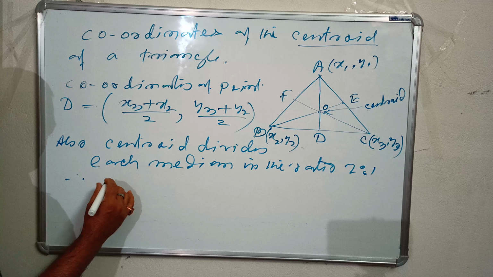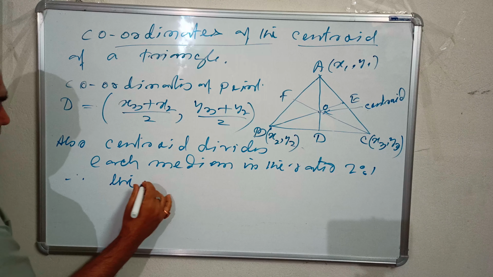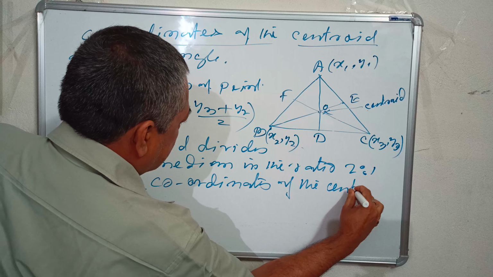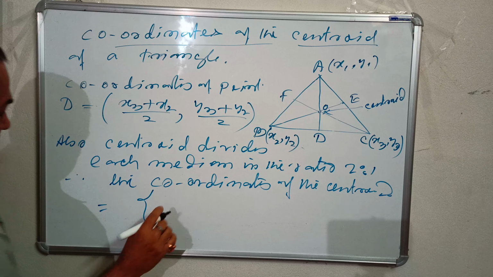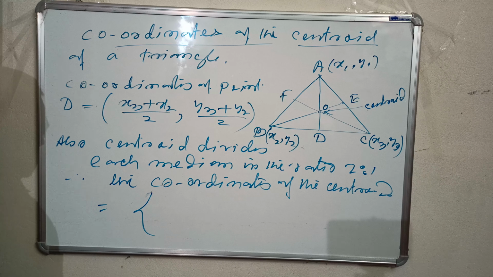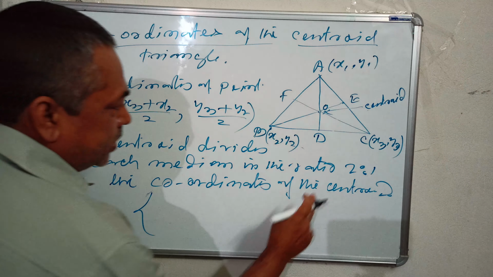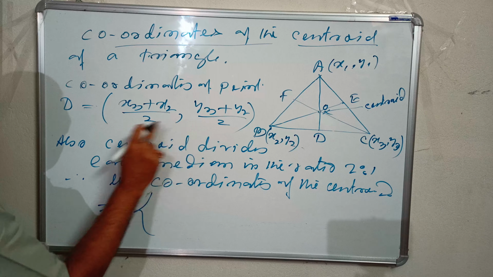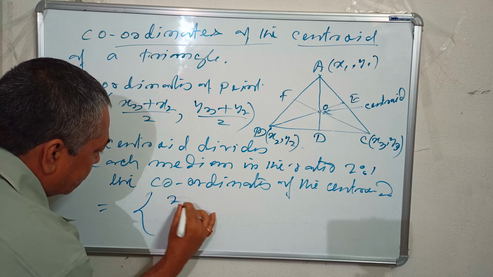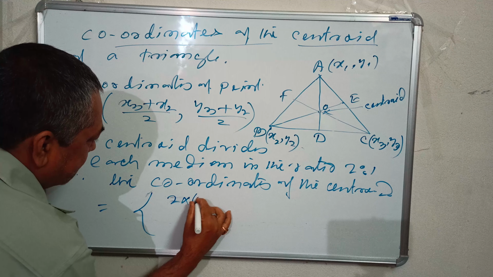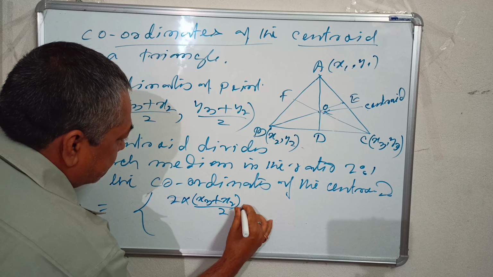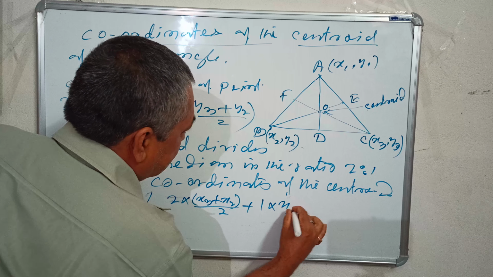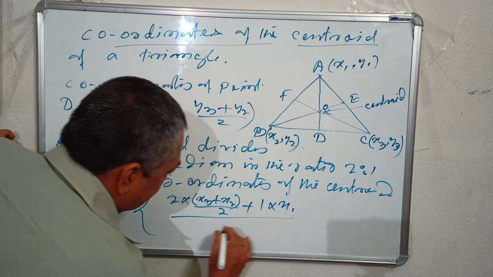So the coordinates of the centroid equal, you know the section formula: (m x2 plus n x1) divided by (m plus n). Here m is 2 and n is 1. So x is 2 into (x3 plus x2) divided by 2, plus 1 into x1, divided by m plus n, that is 2 plus 1.